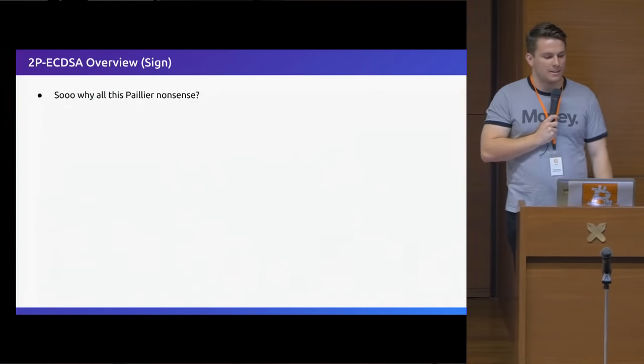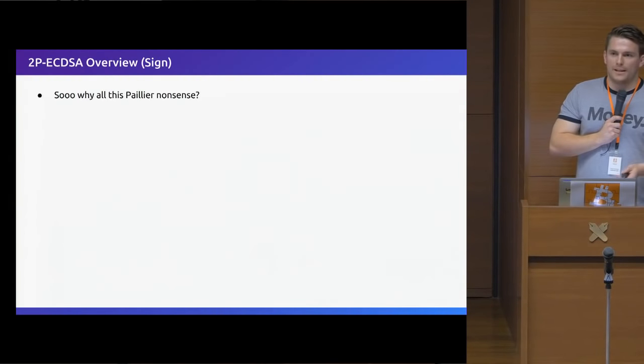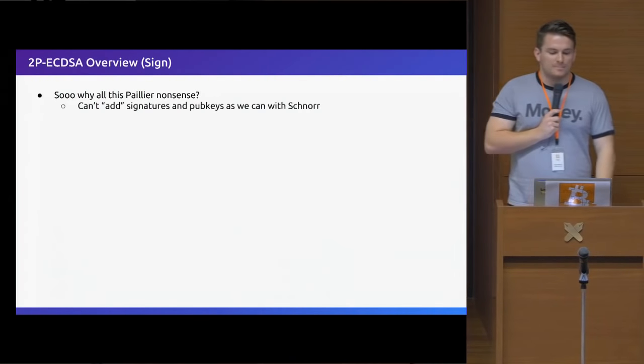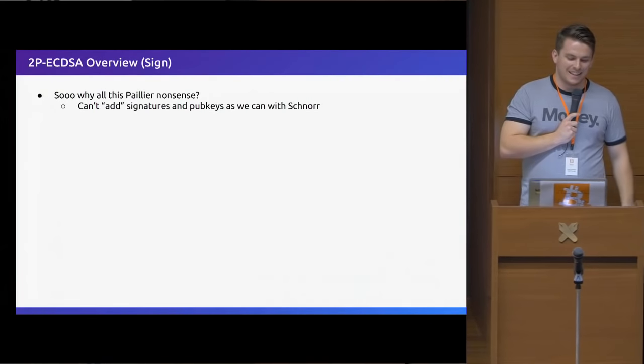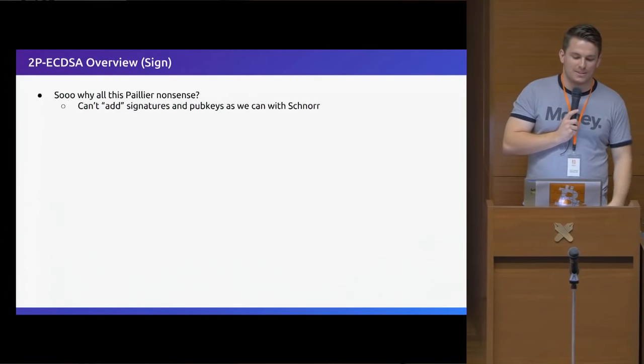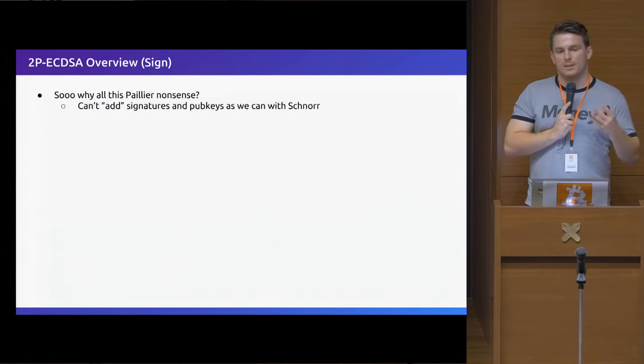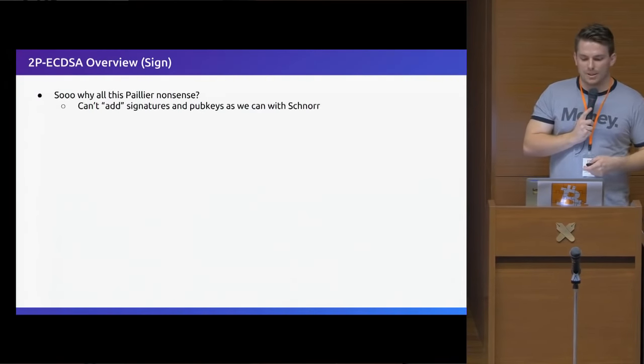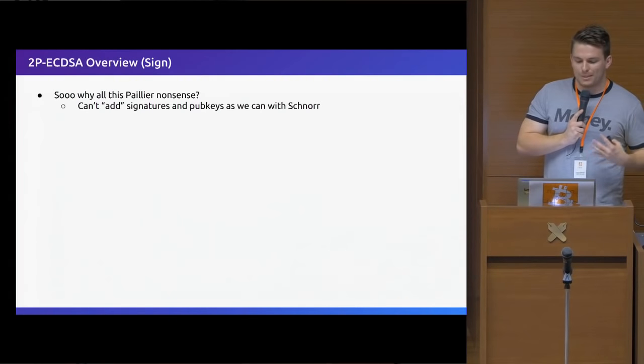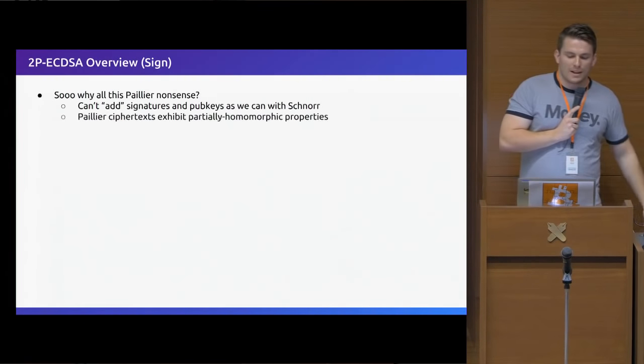All right, so signing. So all of you are probably asking this very question right now. That's a very valid question to ask. And the main thing is that we can't add public keys and signatures in the same way that we can for Schnorr, because, as Pedro said, they're not linear. And so it doesn't bode well for non-interactive aggregation, per se.